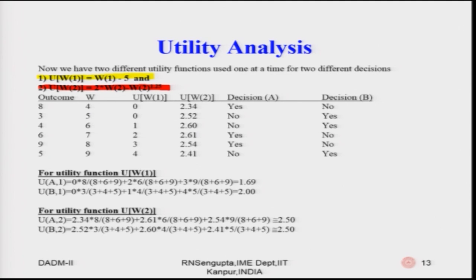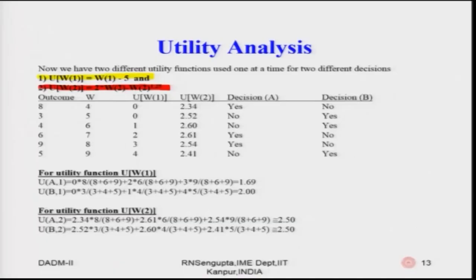For ease of comparison, I take the wealth as the same, which is the second column. The wealth values are 4, 5, 6, 7, 8, 9, just for ease, and the utilities are taken correspondingly. So, if you consider utility 1, for wealth of 4, it will be 4 minus 5, which is minus 1. If you remember, we have considered that if it is negative, we will take it as 0. So, 4 minus 5 is minus 1, and it will be taken as 0.